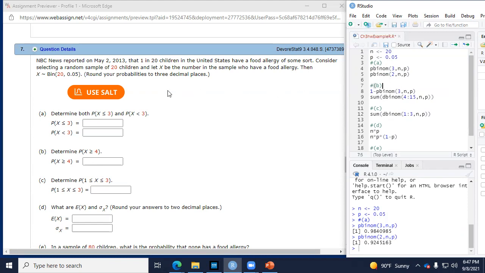So this is question A, and question B is the probability of X greater than or equal to 4. Pay attention to the direction of this sign. It's asking for X greater than or equal to 4, which means you can sum over all the realizations when X is 4 or 5, up to 20, right?